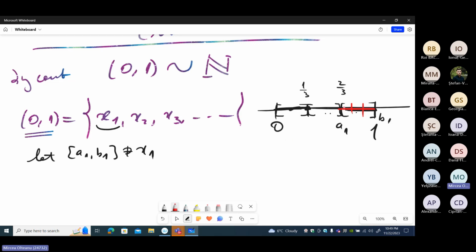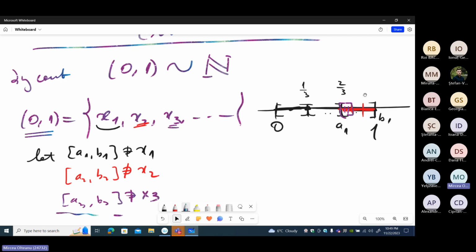And the assertion is that at least one of these 3 intervals doesn't contain x2 for the same reason as before. So let A2, B2 be that interval which doesn't contain x2. On our picture, suppose that this is the interval. We continue. We split this interval into 3 equal parts. At least one of them doesn't contain x3. Let A3, B3 be that interval which doesn't contain x3, and so on, and so on.